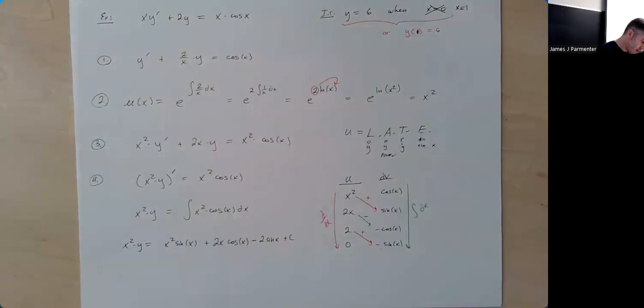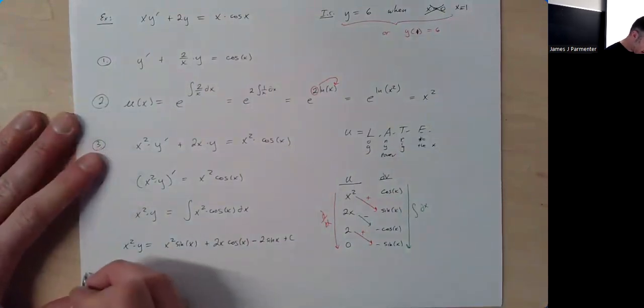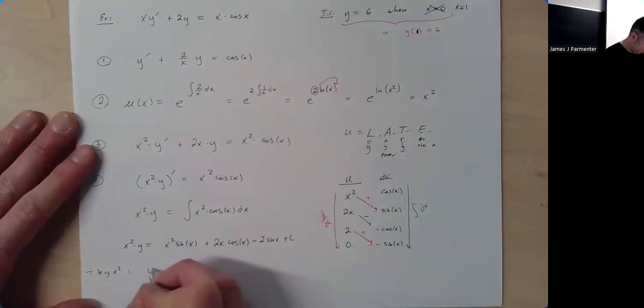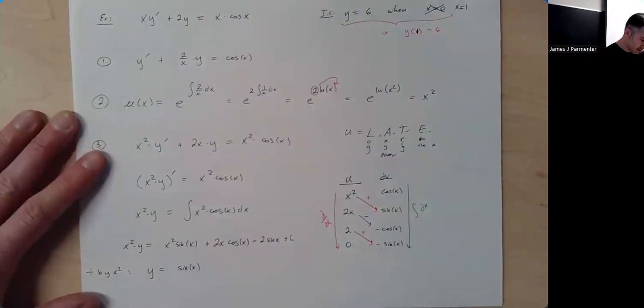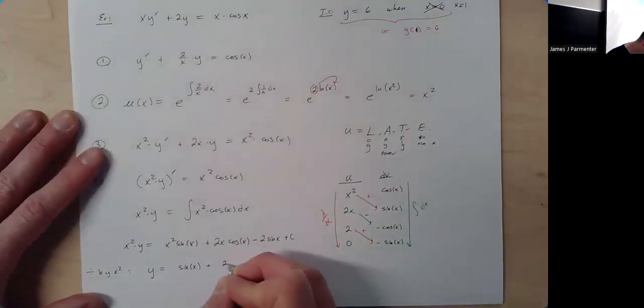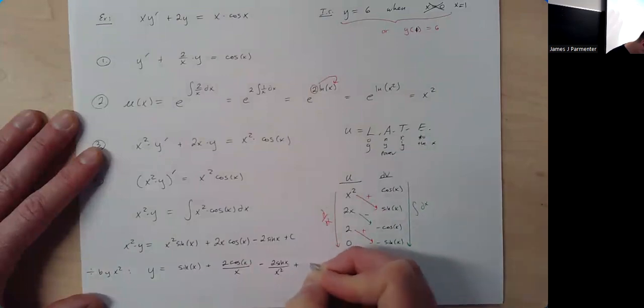Sorry about that. So solving for y, dividing everything by x squared, we're going to get y equal to sine of x plus 2 cosine of x over x minus 2 sine of x over x squared plus c over x squared. And 1 is also a bad choice here, but fine. I'm going to change that again.